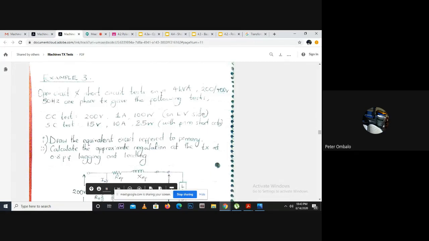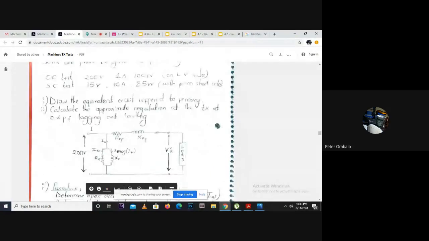So example 3. Open circuit and short circuit tests were conducted on the transformer. We have the parameters for the open circuit test and the parameters for the short circuit test. The first question says, draw the equivalent circuit referred to primary. And the second one, calculate the approximate regulation of the transformer at 0.8 power factor lagging and leading.